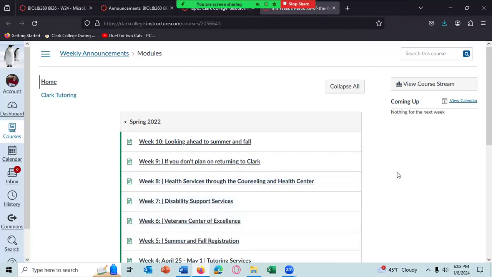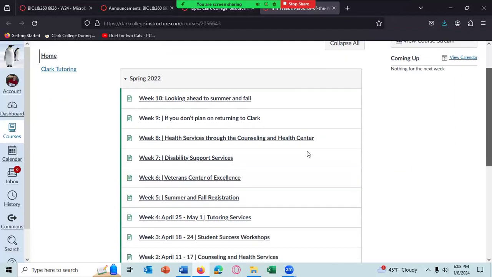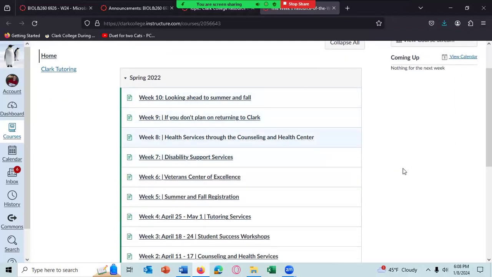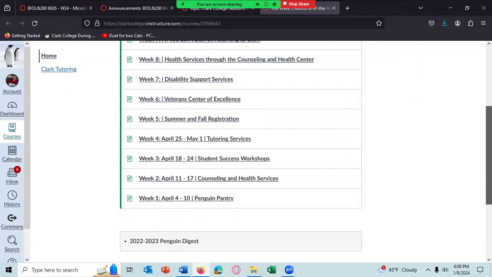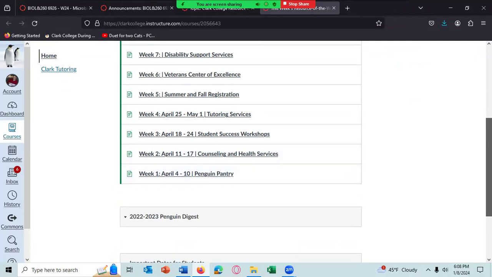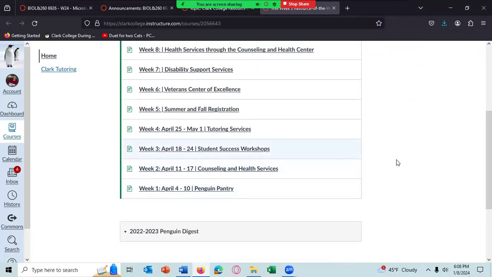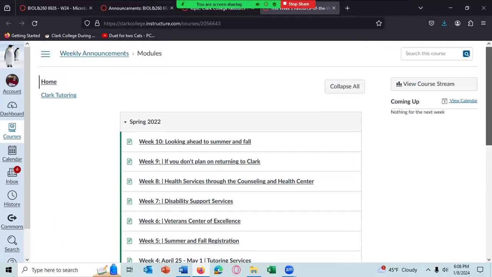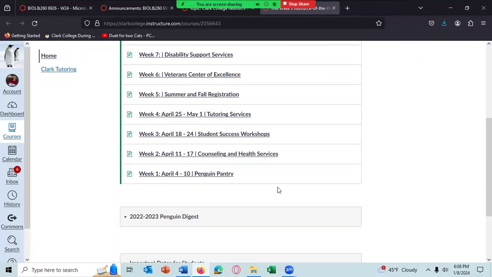It will look something like this, although they won't have week 9 and 10, obviously. They always do this at the start of the term. They only have week 1. They might soon have week 2, but week 2 might not even be there yet. And then they'll be on different topics. This is an old one, this is spring 2022, but they have a penguin pantry.